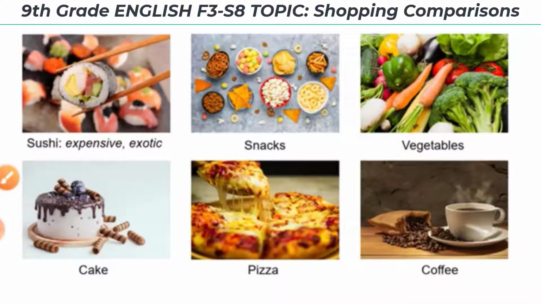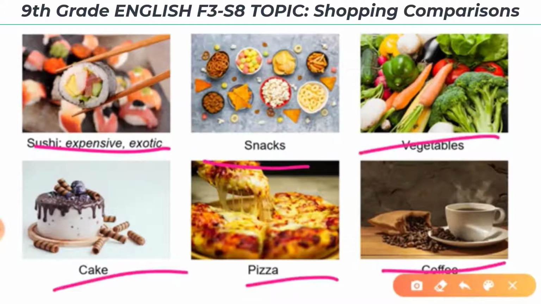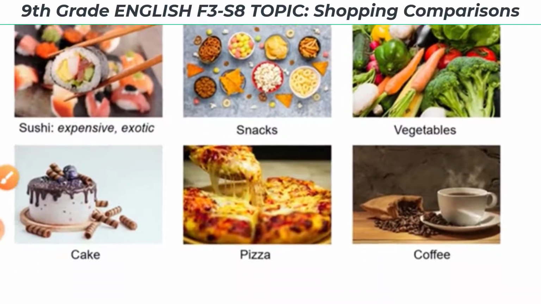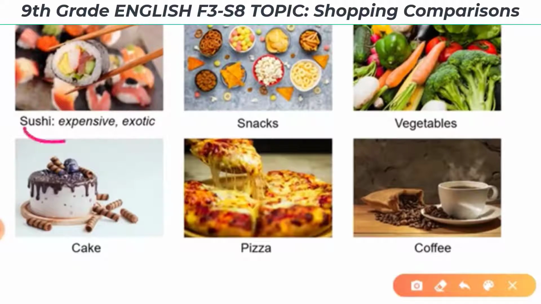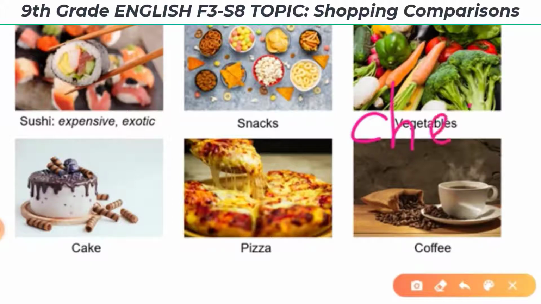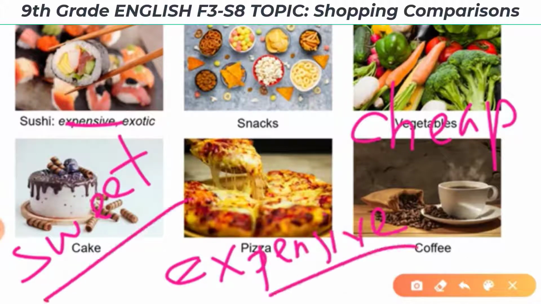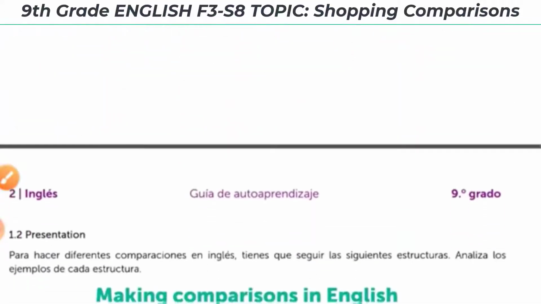So you have to make a list of adjectives, of course in English, that describe each food for you. A lista de adjetivos que se asocian with each picture. For example, sushi, expensive. Sushi, caro. Vegetables, cheap, baratos. So try to think of some adjectives that describe the pictures. Here I have written some adjectives. These adjectives are very common, so this will help you to answer.